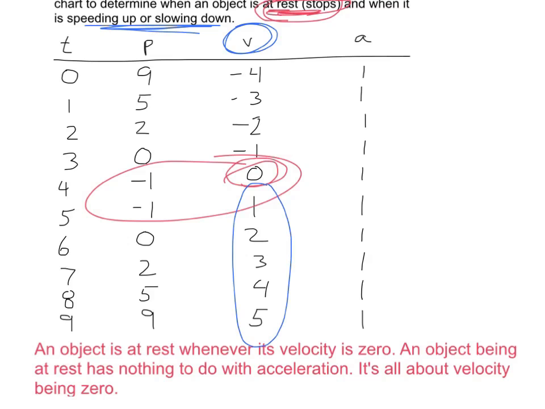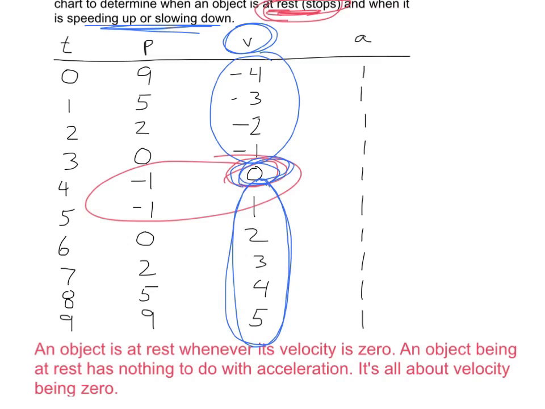When is the object slowing down? Well, up here, my velocity was going from -4 to -3 to -2 to -1. I started out with a velocity of -4. That's pretty quick. Then it was only -3, then only -2, then only -1. Then I stopped. And then I started speeding up on this end of things.